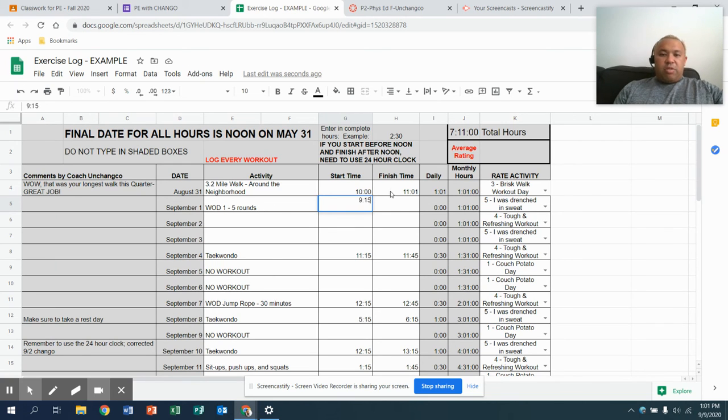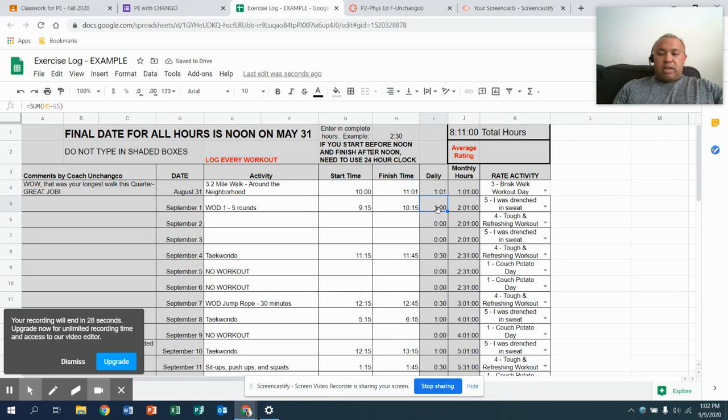9:15. Going to the next cell, my finish time. I actually ended up working out for 60 minutes, so 10:15. And you can see in the cells next to this finish time cell, my daily total and my monthly total are going to automatically populate. So there is 1 hour that I worked out that day, and I have a total of 1 hour and 1 minute so far for that time. I rated my activity a 5. My 5 activity rating was there because I was drenched in sweat.